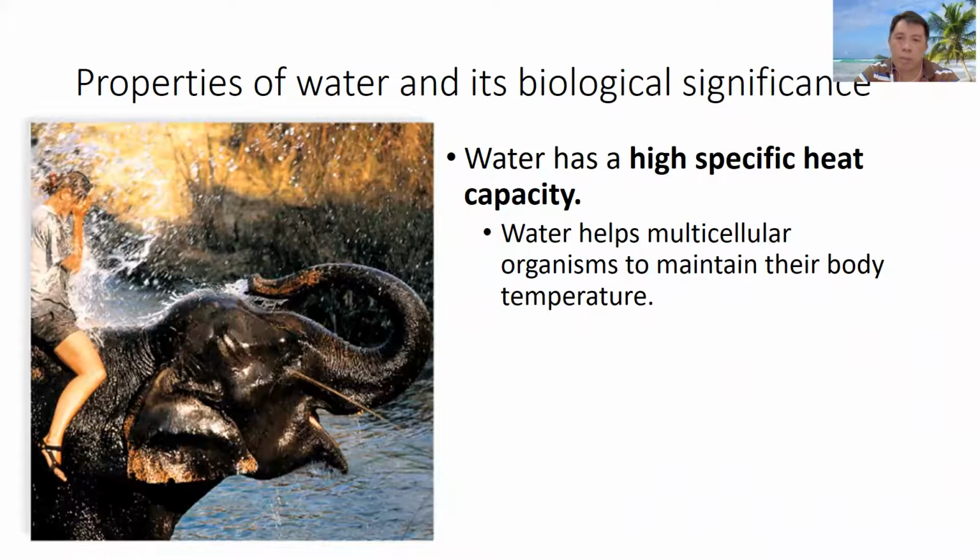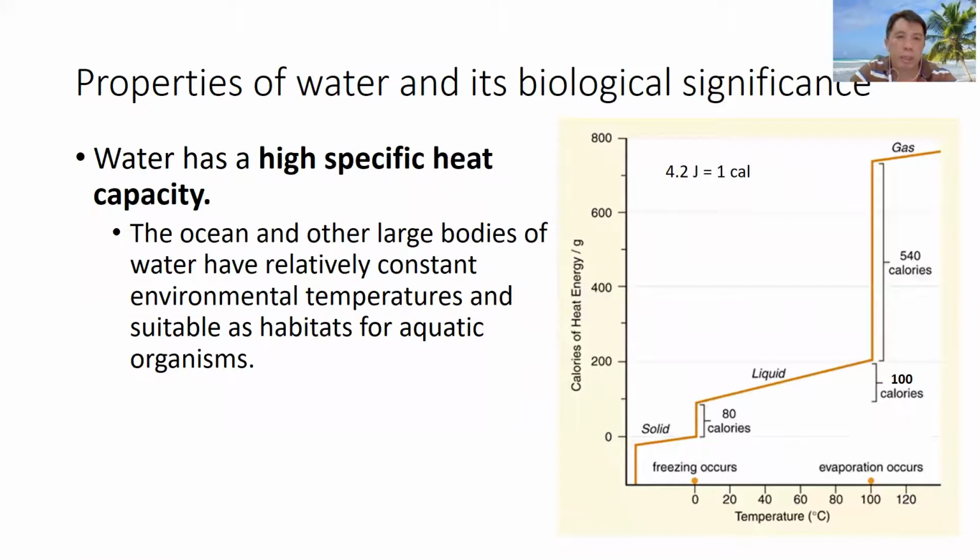Okay, water helps multicellular organisms to maintain their body temperature. This is what we call the temperature buffer. And then the ocean, like just now we have discussed aqueous habitats. The ocean and other large bodies of water, for example, lakes and ponds, have relatively constant environmental temperature. Because the water has a high specific heat capacity, they can be suitable as a habitat for aquatic organisms.